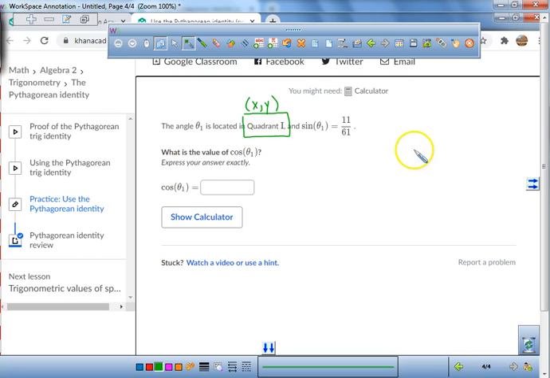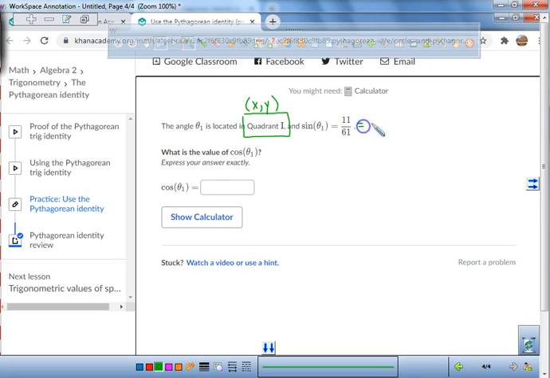Everything's positive. All right. The sine is always equal to the y value over the r value. I'm looking for cosine. Just remember, the cosine of theta is always equal to the x value over the r value. So right now, we know the y value. It's what? 11. We know the r value. It's what? 61. So all we need is the what? X value. So here we go. We're going to do 61 squared minus 11 squared. Take the square root of that, and that'll give us our x.